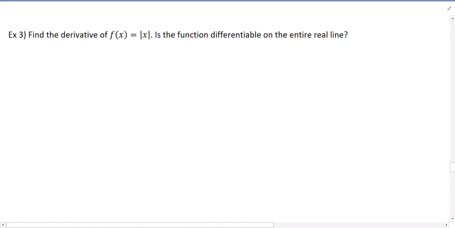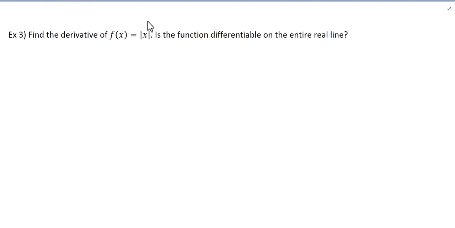Hi there, in this video we're going to continue our study of the derivative as a function. So this is part 3 of our video series. We want to find the derivative of f of x equals the absolute value of x, and we want to know, is the function differentiable on the entire real line?